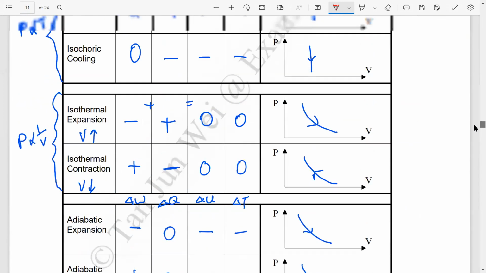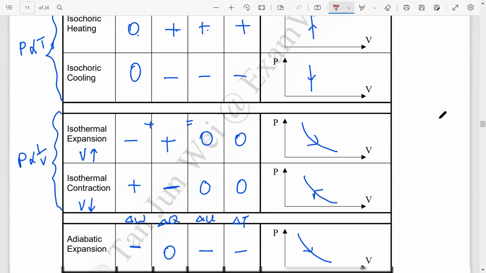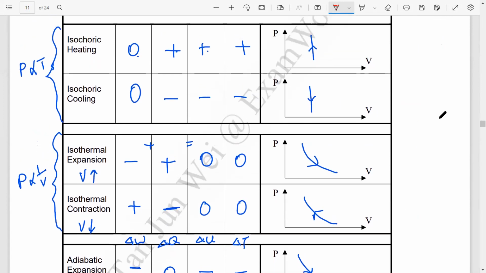And here, in this case, we are actually looking at isochoric and isothermal. Okay, so you can see that they want to know at which stage heat is supplied. So this is delta W, delta Q, delta U, and delta T. So heat supply is where it's on the positive side. Isochoric heating, which means that it's going up, and isothermal expansion.